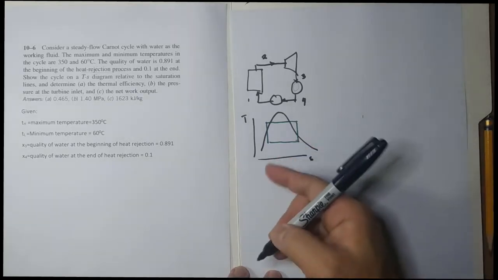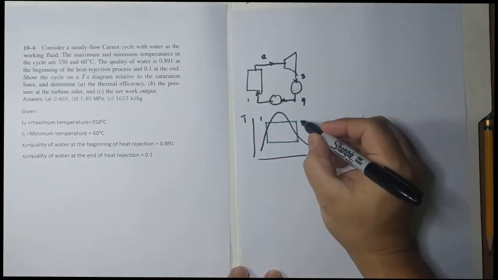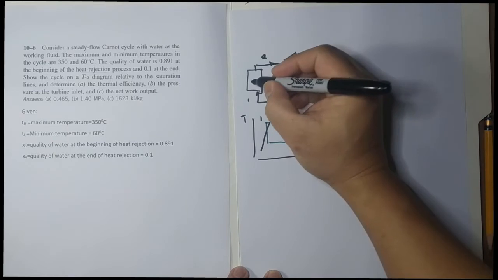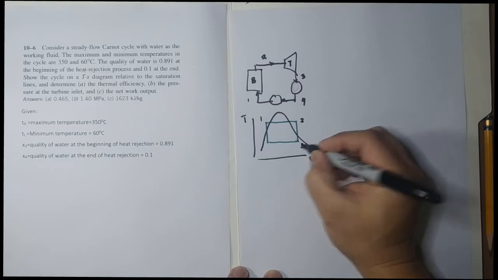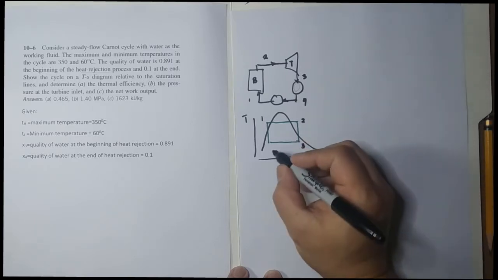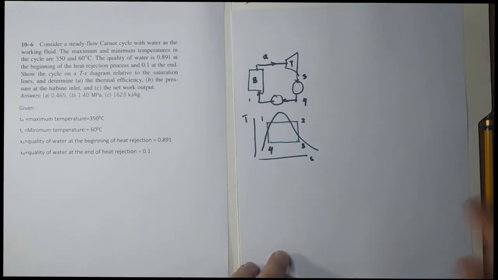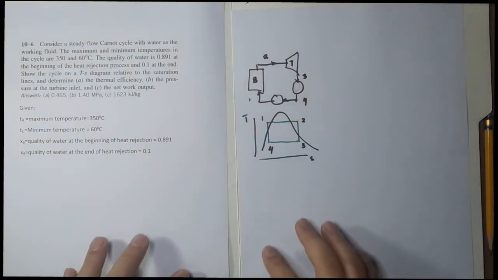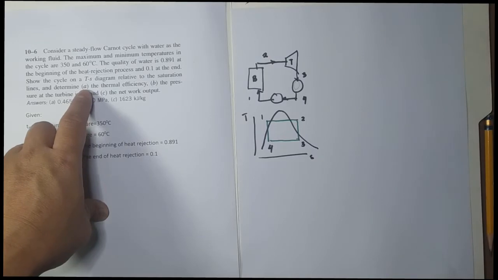Now, point 1 is here. This is point 1, 2. This is the boiler. This is the turbine, the expansion 2 to 3. Then 3 to 4, it's the condenser. This is the heat rejection. 4. Now that we have drawn the TS diagram and the schematic diagram, we could now answer the unknowns.